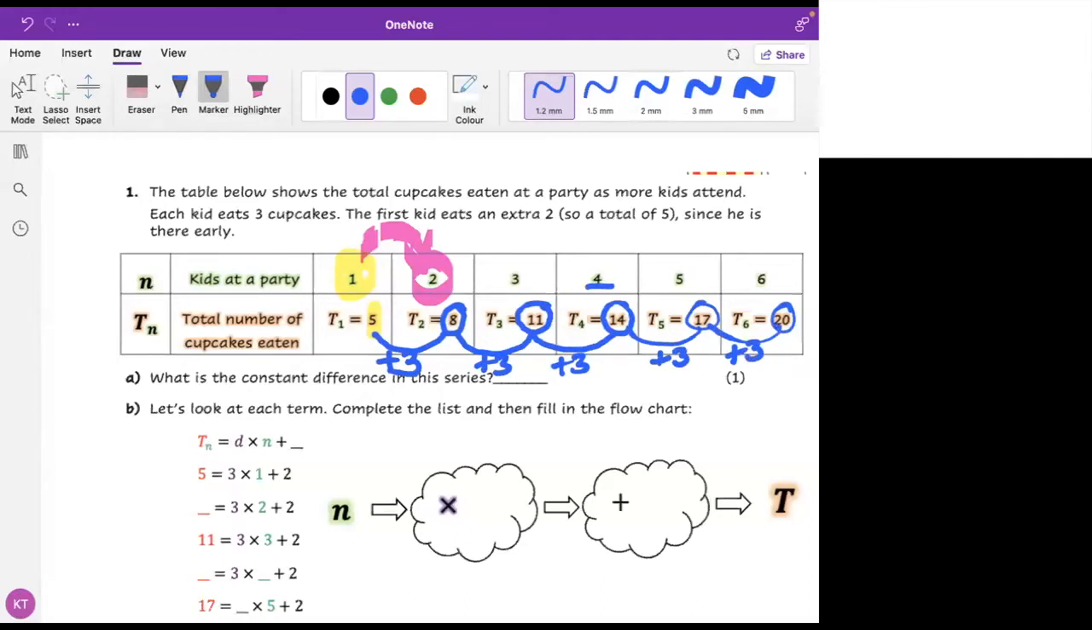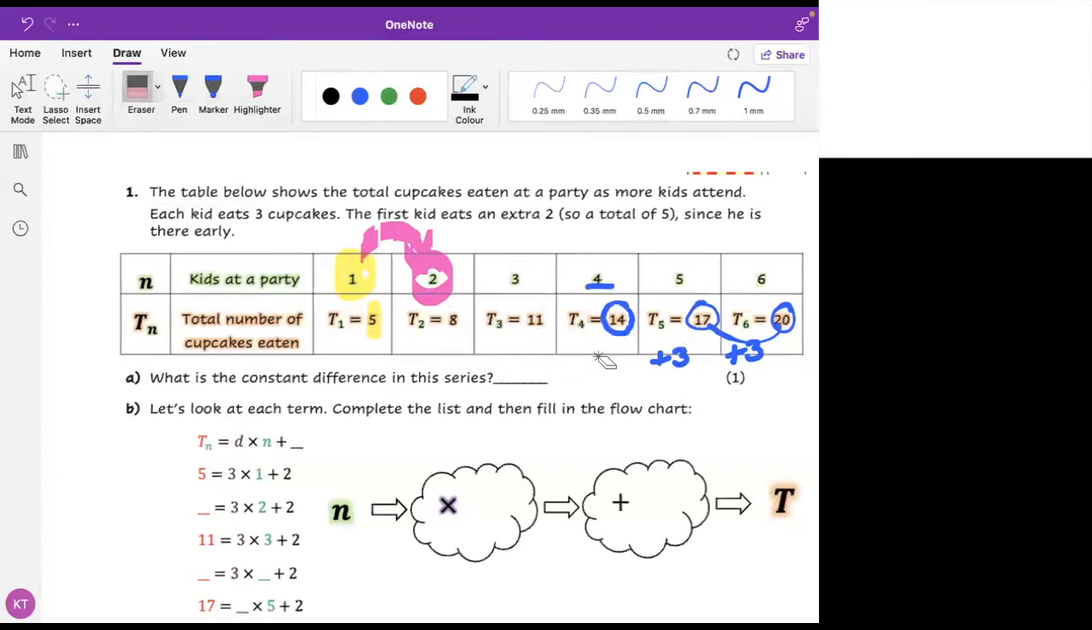Each time we can see, I'm just going to have to erase this so I have some more space. Each time we can see that the constant difference that we're adding is 3. Well done. So as each child arrives, he's getting 3 more cupcakes. So the constant difference is 3.